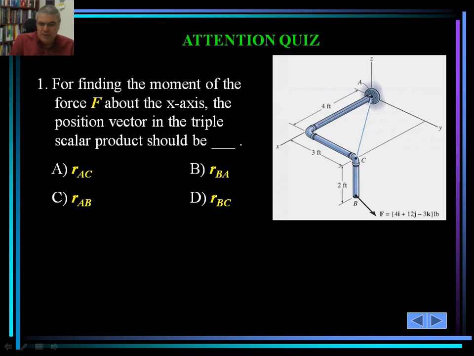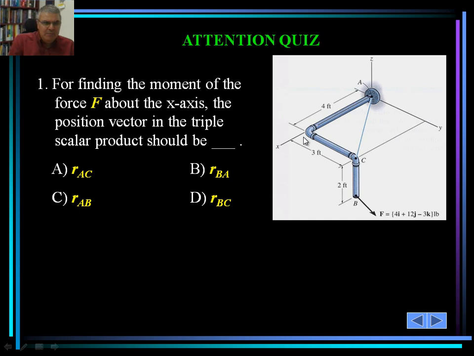Let's do an attention quiz here before I wrap this lecture up. For finding the moment of the force F about the x-axis, the position vector in the triple scalar product should be which one of these? Remember, we've talked about this, we've discussed this. We would like to find the moment of the force F about the x-axis, okay? F about the x-axis.